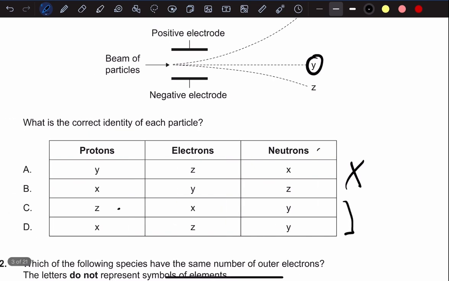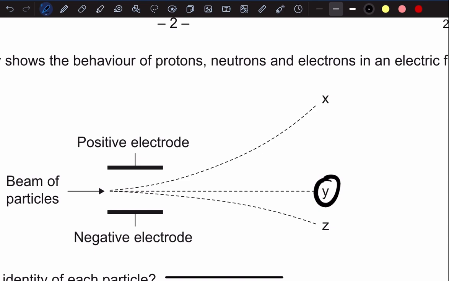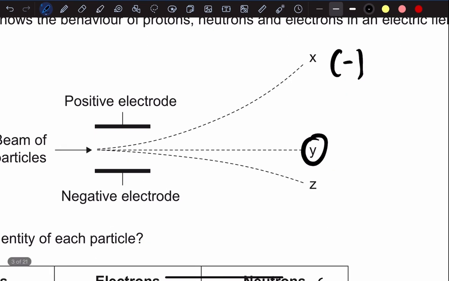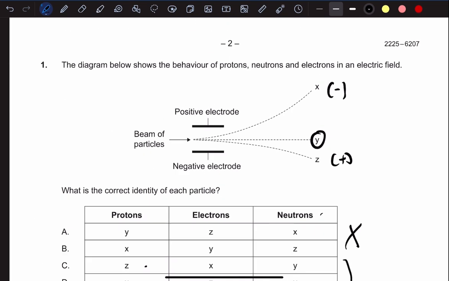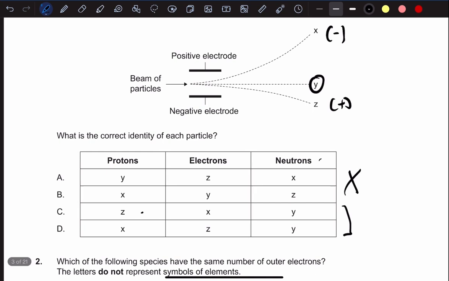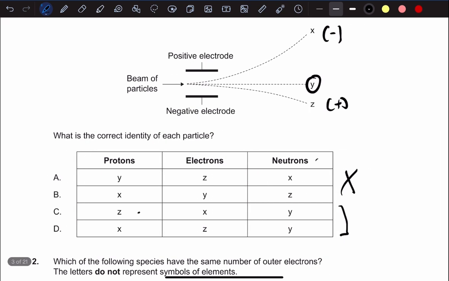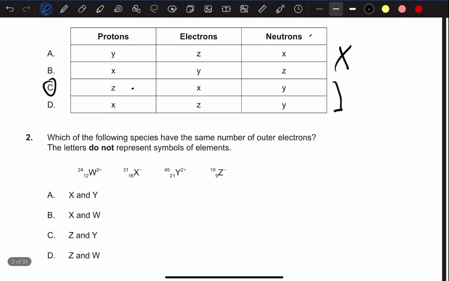Now, as for z and x, we can see that x is moving towards the positive electrode, and this means it's likely negative. And for z, it is moving towards the negative electrode, meaning it has a positive charge. Now, the positively charged subatomic particle we know is a proton, and negative is an electron. So that means that our answer would be C. There we go.